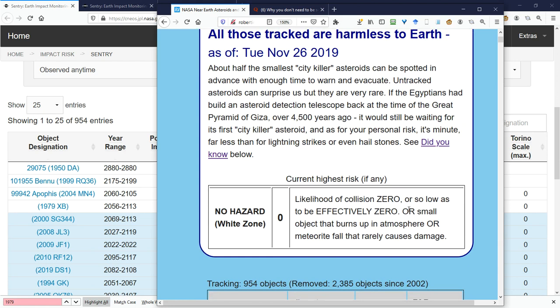Sometimes it might go up to normal, which again is nothing, no problem. And the very highest it's ever gone up is Apophis. At one point it went all the way up to the highest level of being of interest to astronomers. It has never ever been a proper asteroid warning.